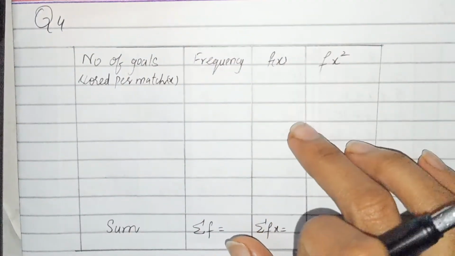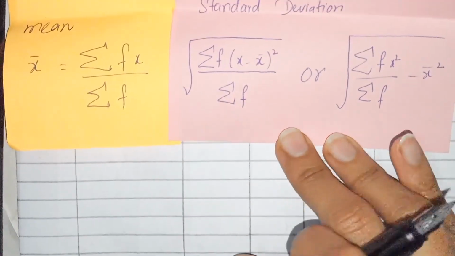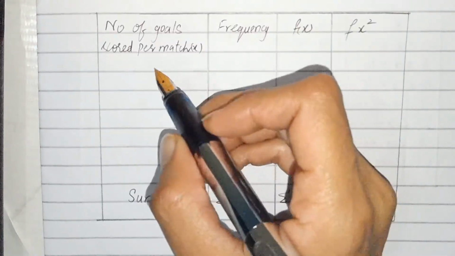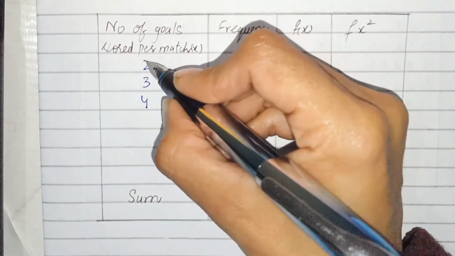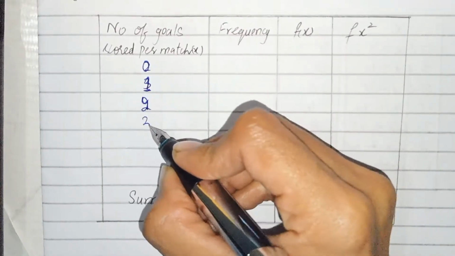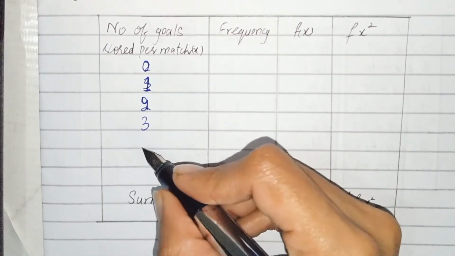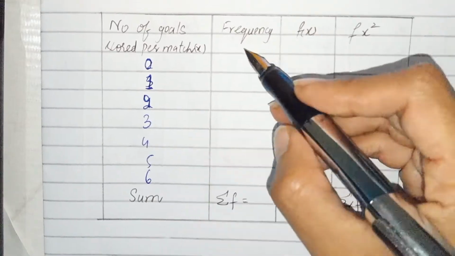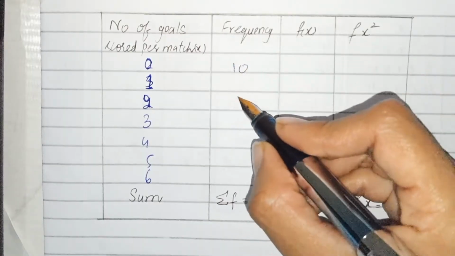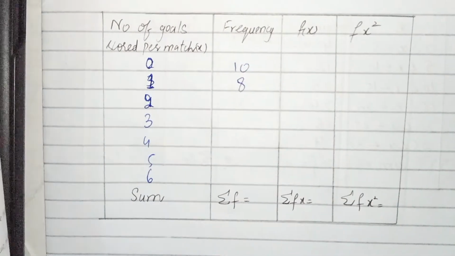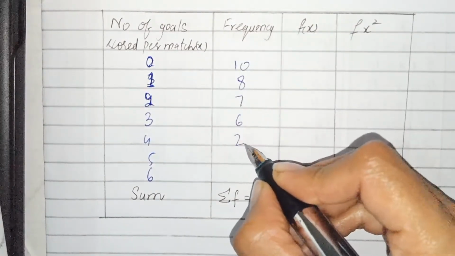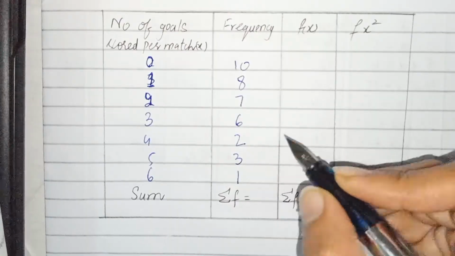We add this value in our table because we need this value to solve the formula of the standard deviation. Now students, the number of goals scored per match is 0, 1, 2, 3, 4, 5 and 6. And the frequency is also given in the table. This is 0, 10 times, 1, 8 times, 2, 7 times, 3, 6 times, 4, 2 times, 5, 3 times and 6, 1 time.